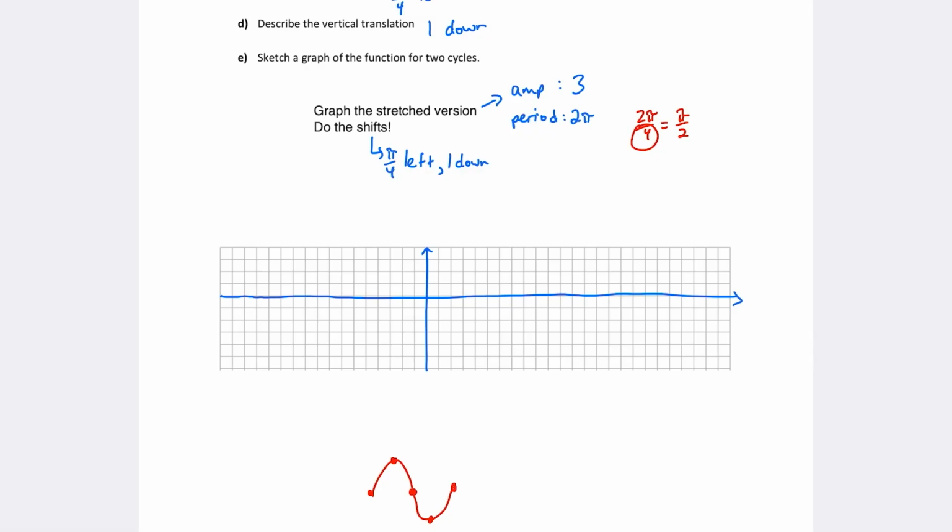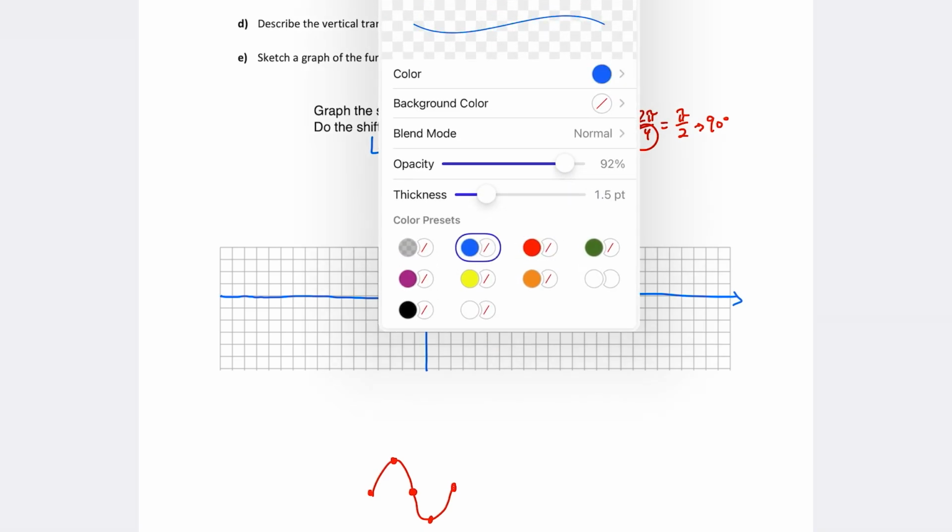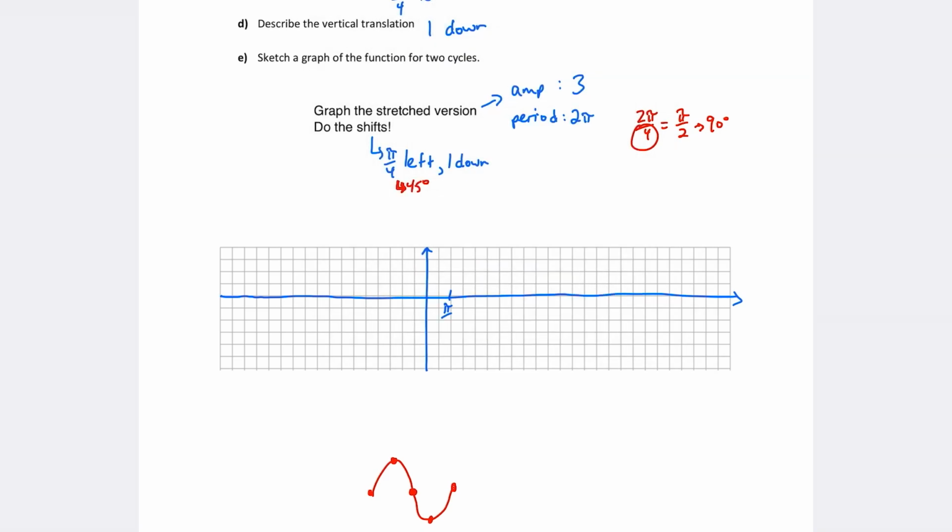And so it goes pi over 4, which is 45 degrees. So this is 45 degrees. Sorry, that's 45 degrees, and this is 90 degrees. That's what we're thinking to ourselves. So I'm going to make my grid go up by 45s. So it gives me pi over 4 there, 2 pi over 4, which is pi over 2, 3 pi over 4, pi, 5 pi over 4, 6 pi over 4, which is 3 pi over 2, 7 pi over 4, and then 2 pi.